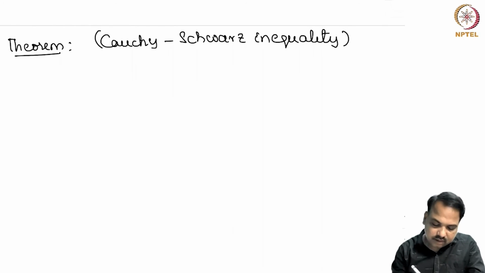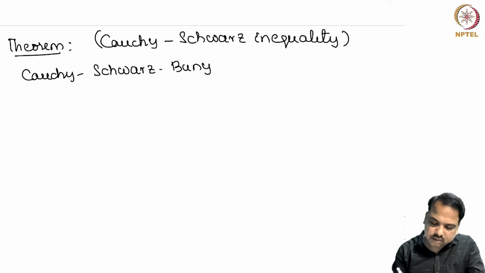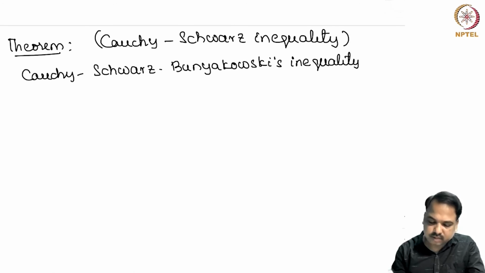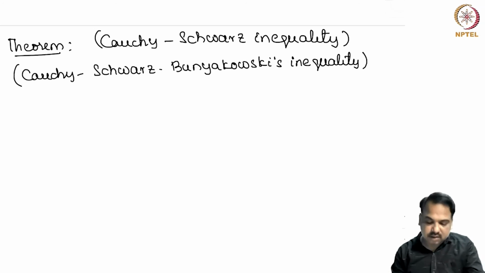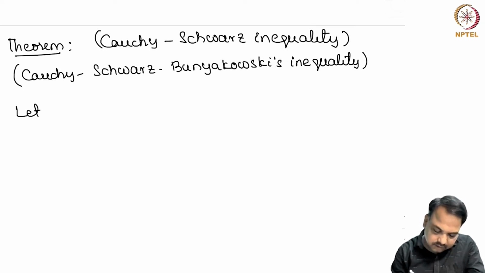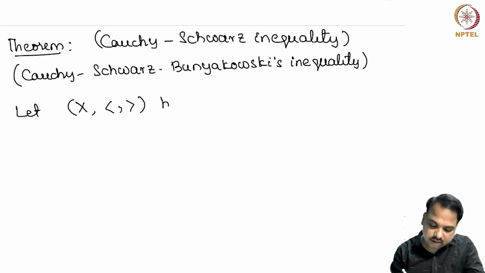So this is also known as the Cauchy-Schwarz-Bunyakovsky inequality. It says: let X with this two-variable function be a semi-inner product space.